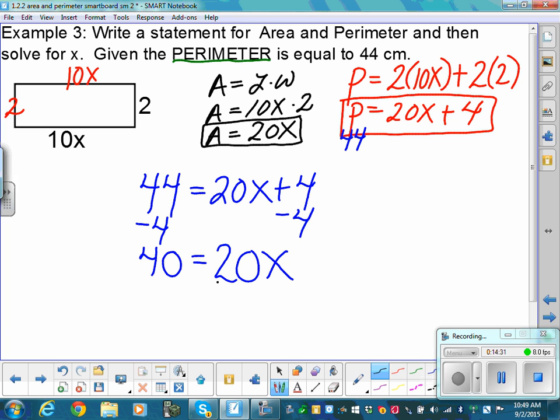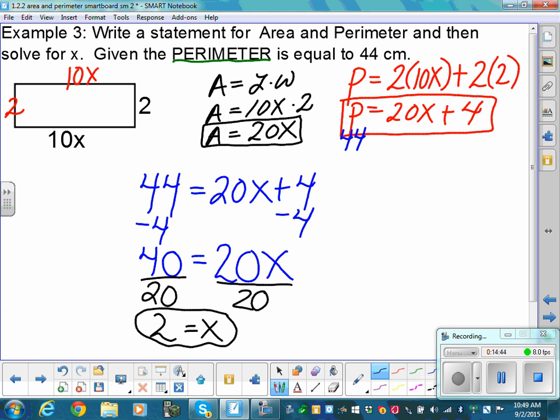Now what will we do? Divide by 20. What's 40 divided by 20? 2. So we have 2 is equal to x. So we just solved for x. Yes. And done. Any questions? Okay, try the next one by yourself.